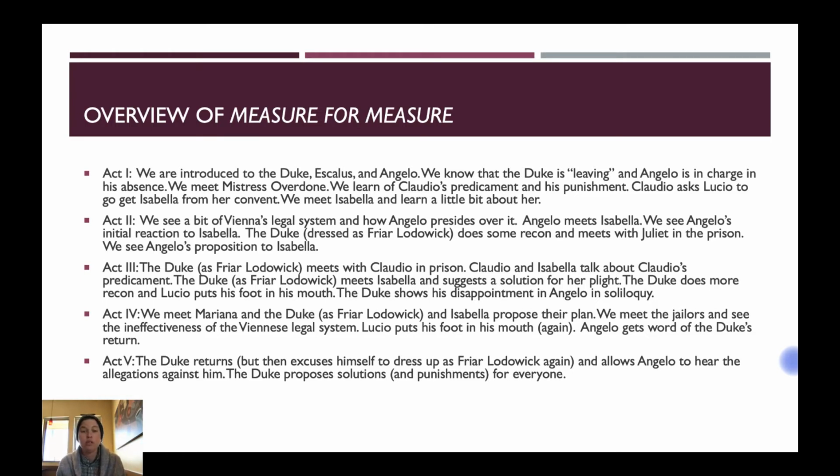Those solutions and punishments typically are in the form of marriage. We see the Duke meting out marriage and saying, okay, Lucio, you need to marry Kate Keepdown because you got her pregnant. Angelo, you have to marry Mariana because you slept with her, and plus, you should have married her already. And then he proposes to Isabella and says, and you should marry me. And Isabella does not respond. He asks her twice. Twice she says nothing.